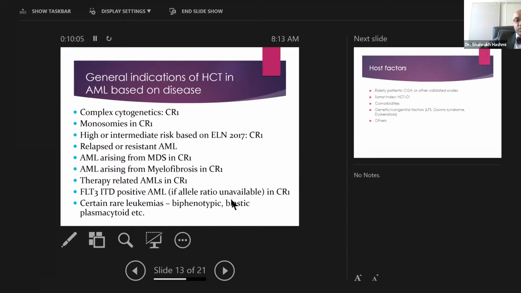Biphenotypic, BPDCN, we're not going to go into BPDCN. We're just finishing a big study in CIBMTR on that, and biphenotypic leukemias, depending on the details of that. But suffice to say that a lot of these should be referred to the bone marrow transplant team in CR1, even before CR1, in fact, and then let the transplant teams decide.